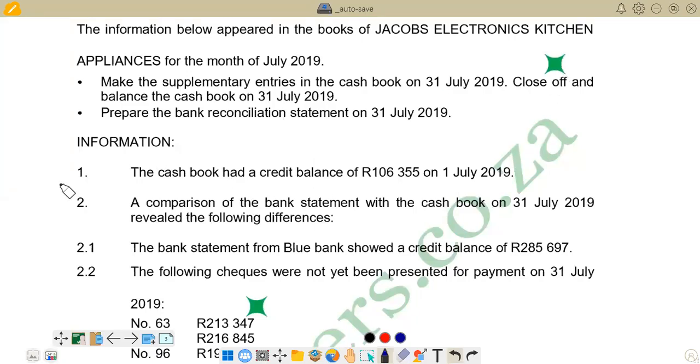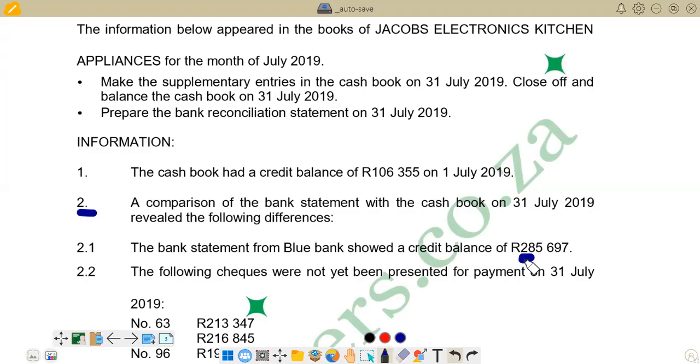The second item that we have there is item 2. It is a comparison of the bank statement with the cash book on 31 July 2019, which revealed the following differences. We are on 2.1. The bank statement from Blue Bank showed a credit balance of 285,697. So this is the credit balance in the bank statement, and it means this balance is a favorable balance.